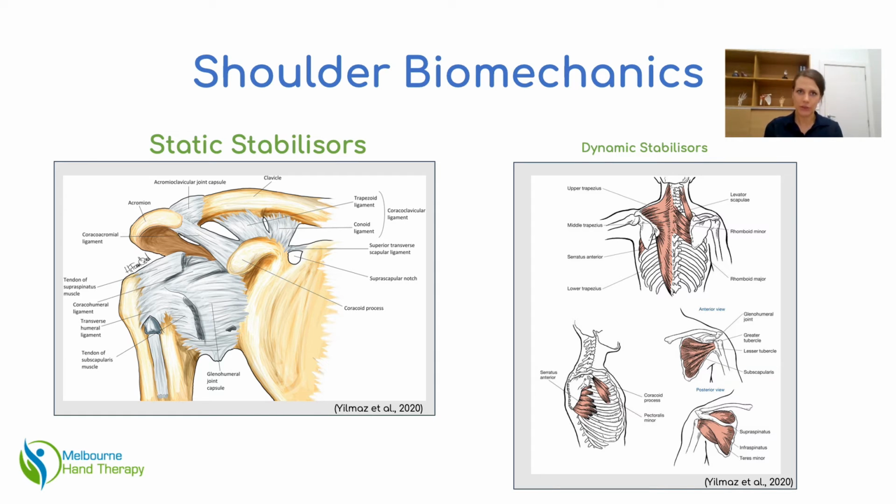So when we refer to the shoulder joint, there are static as well as dynamic structures acting to stabilise. The static structures consist of the glenohumeral labrum and the capsule, and the glenohumeral ligaments are really deep in the joint. And your dynamic stabilisers are the rotator cuff muscles, being the supraspinatus, infraspinatus, teres minor, and subscapularis, and the scapular stabilisers, your serratus anterior, trapezius, pec minor, and levator scapulae.